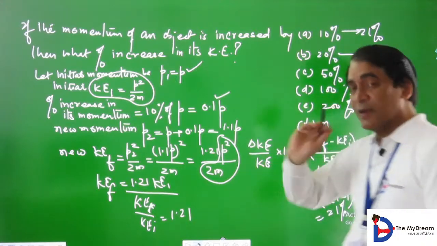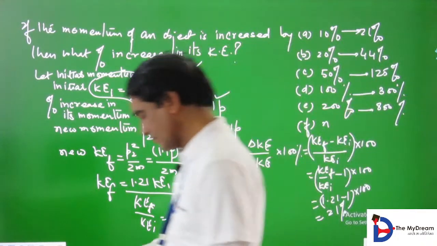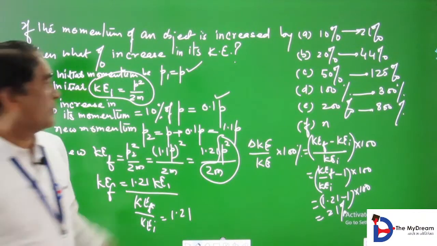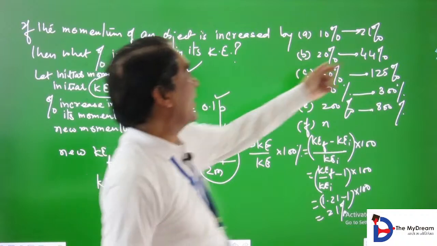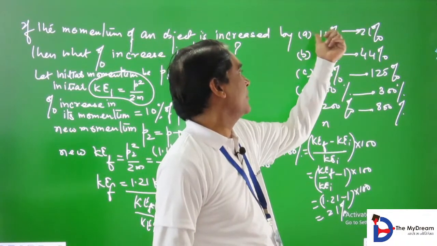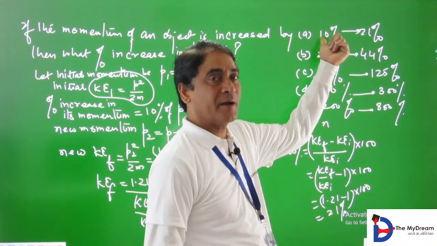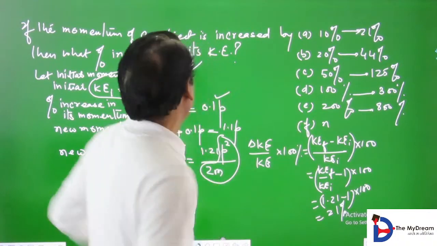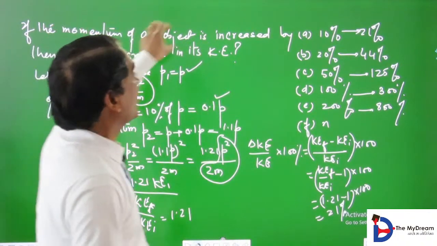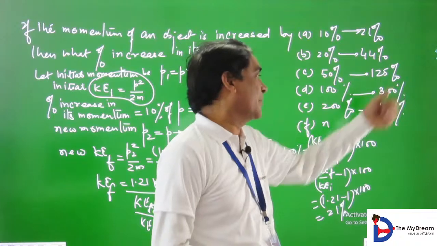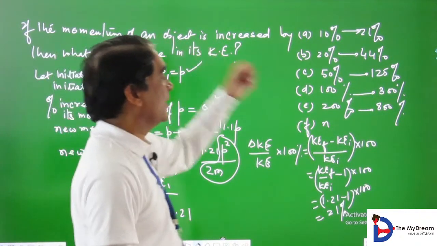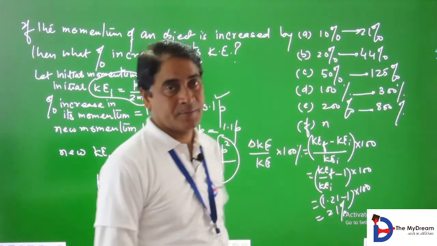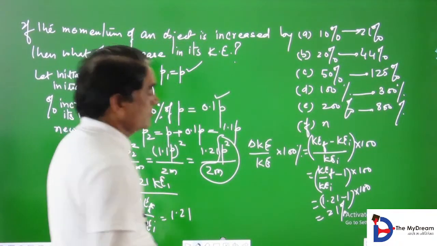If the question is reversed, if the momentum की जगह I लिखा हुआ, if the kinetic energy increase by 21%, तो percentage increase in momentum क्या हो जाएगा? 10%. If the kinetic energy of an object is increased by 300%, then what percentage increase in its momentum? Then it will become 100%. ठीक है?